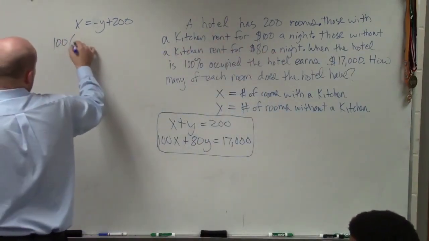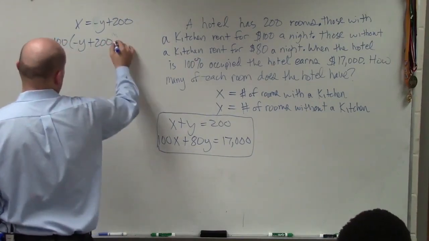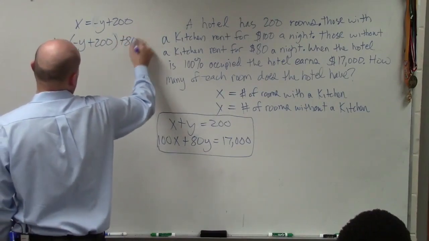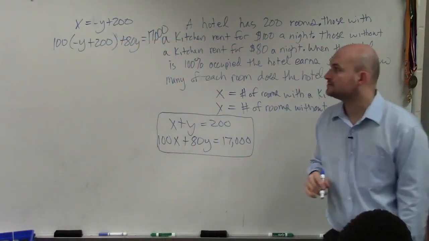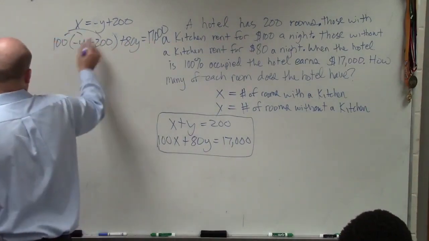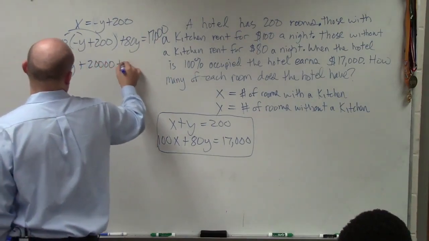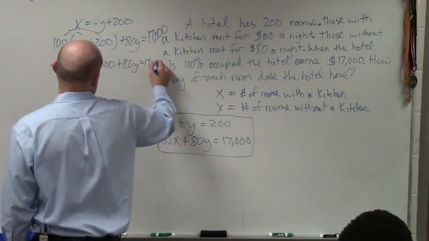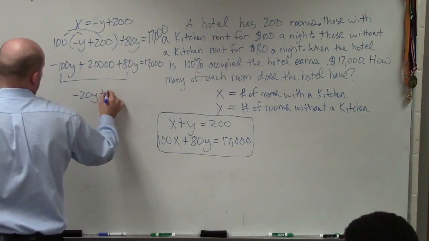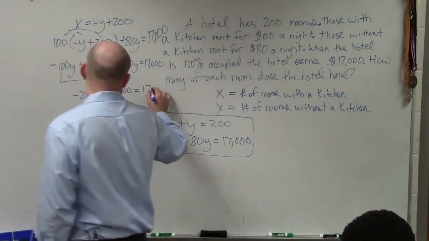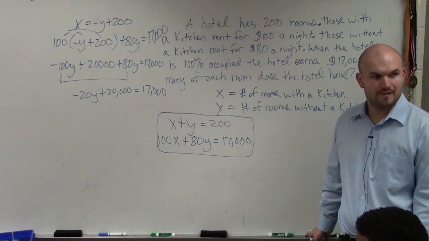So I have 100 times negative y plus 200, plus 80y equals 17,000. Apply distributive property. Combine like terms. Does everybody see what I've done so far? And now I'm just solving for y.